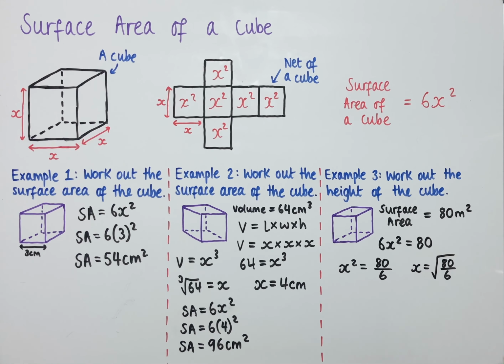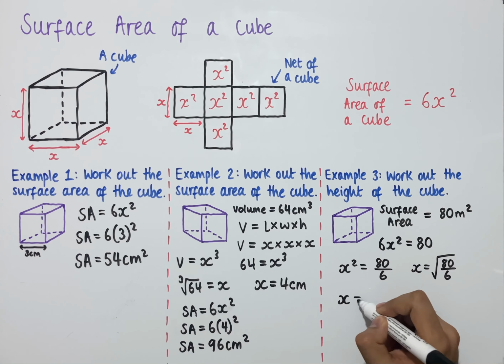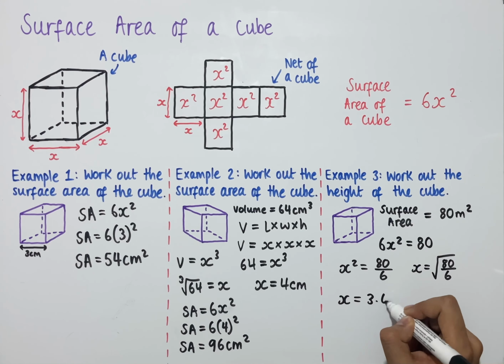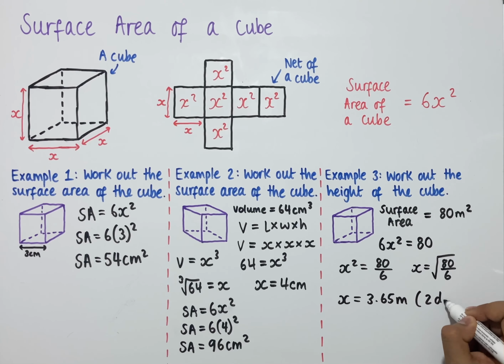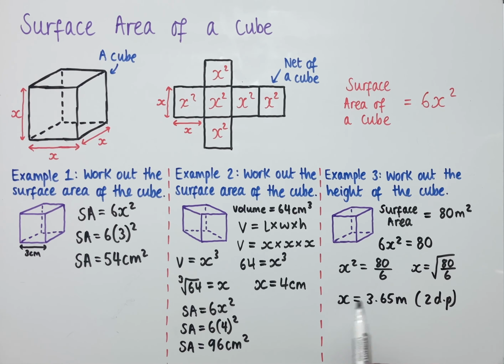And if we put this in a calculator, we get x equals 3.65 meters to 2 decimal places. And so this length represents the height of the cube.